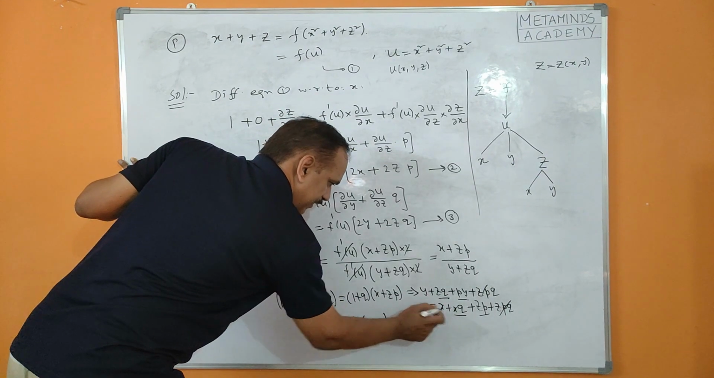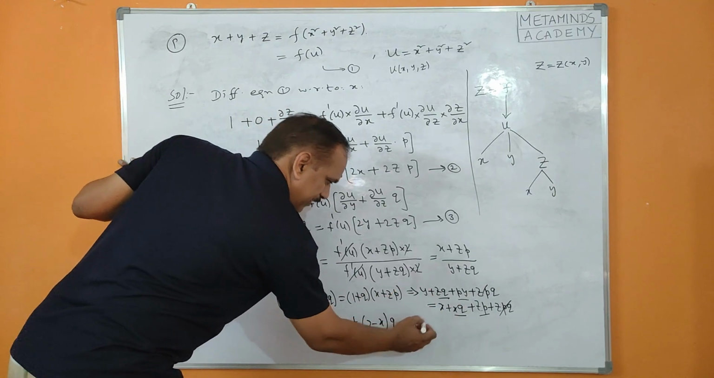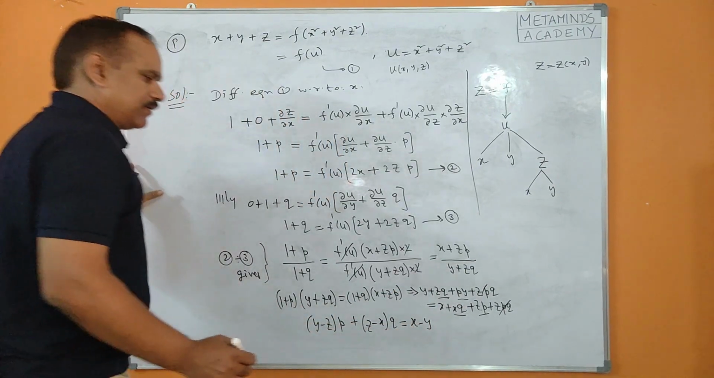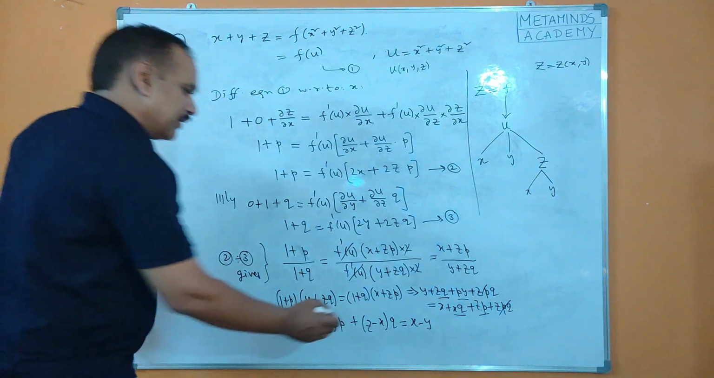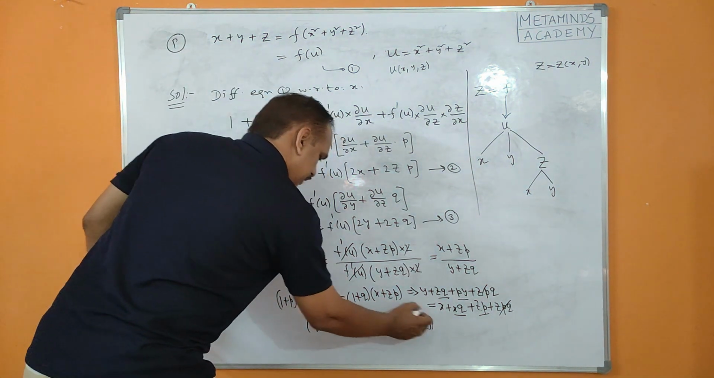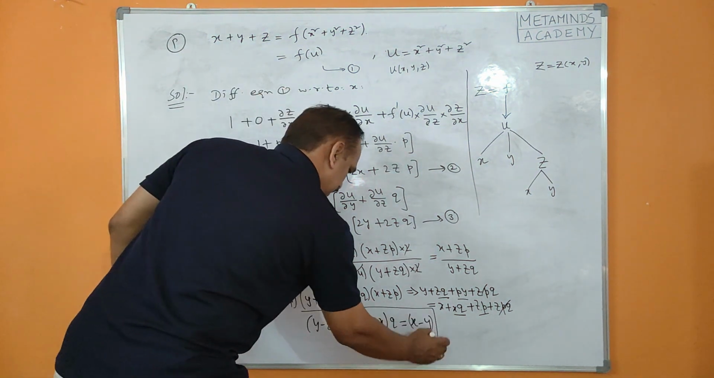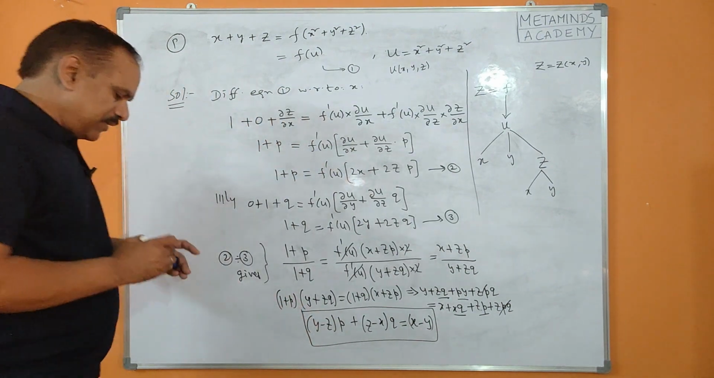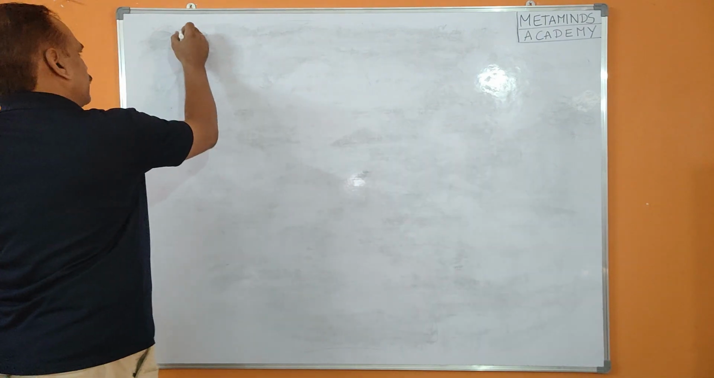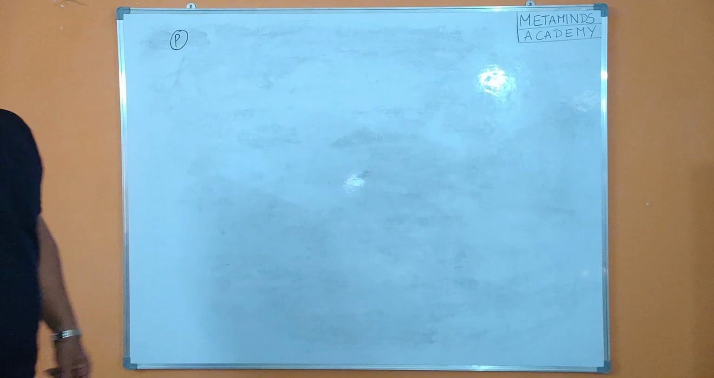So remaining is right hand side x, we have left hand side y. So this is the required equation, partial differential equation. This is the solution. Let us take another problem.